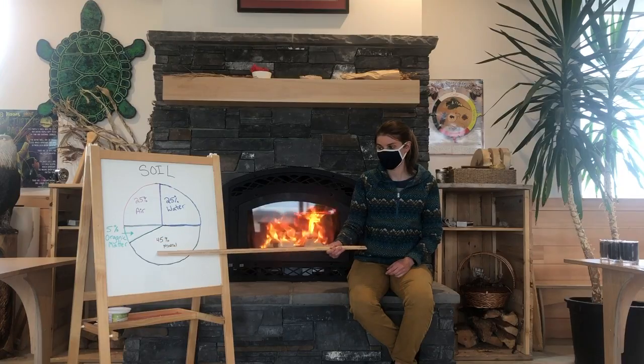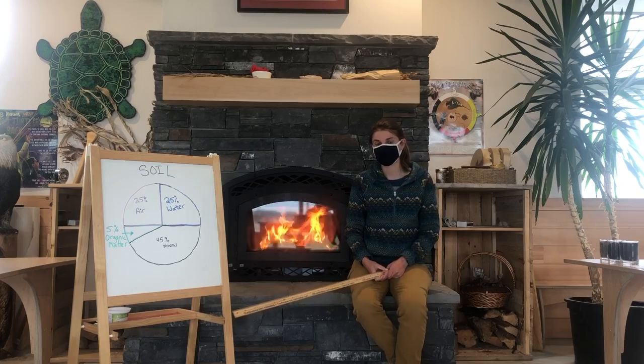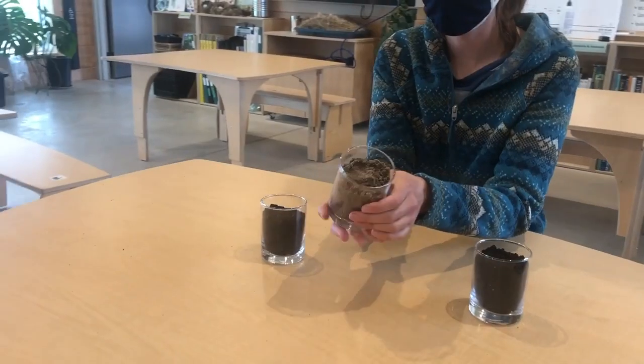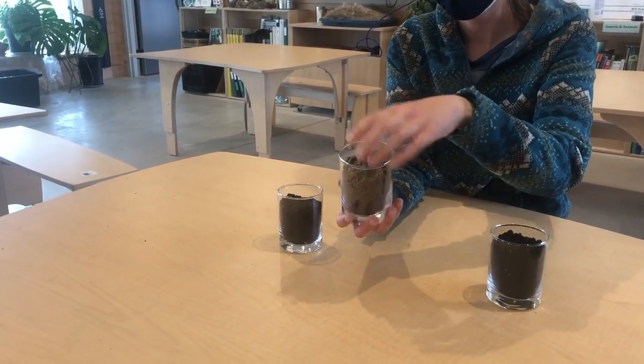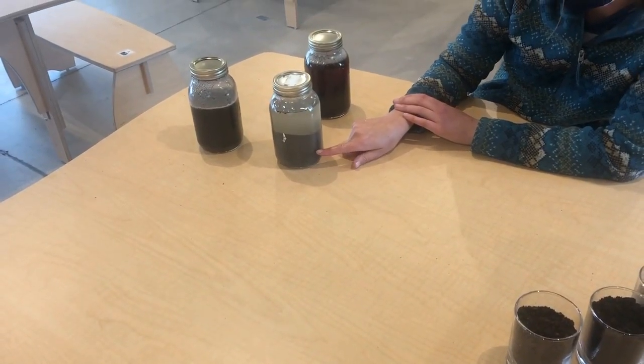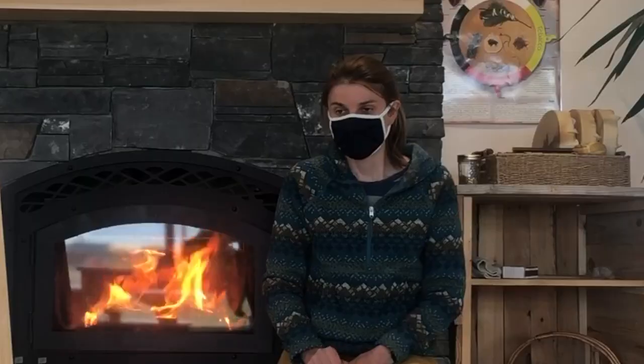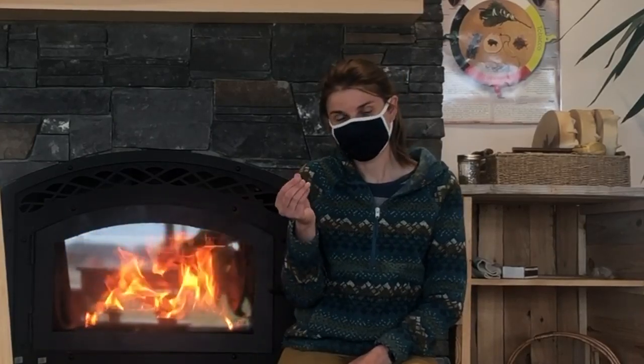The rock portion, the mineral portion of soil, can be classified into 3 different sizes of rocks. So you all know sand. Sand is the stuff that's on the beach. And then we have something called silt, which is sort of an in-between rock size that you probably can't see. And then the smallest size of rock is called clay. And so clay, when you feel it between your fingers, it feels really smooth.